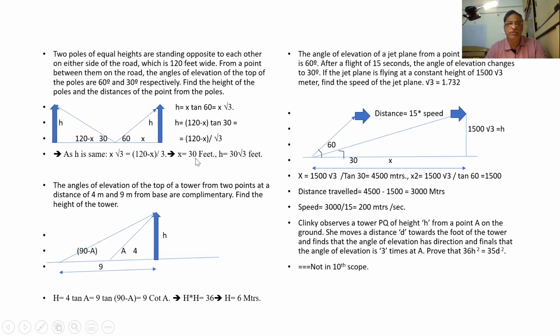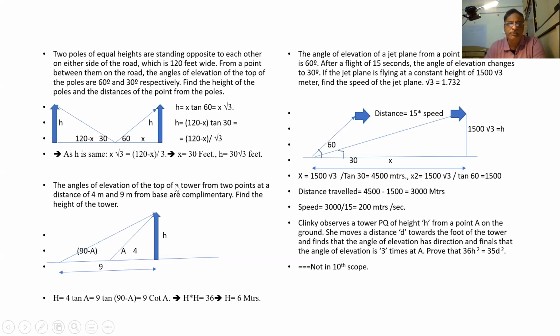When we solve this, since h is the same in both cases, we get x as 30 feet. So from one tower it is 30 feet. Remember, the question is in feet, so the answer is in feet. If it is asked in meters, I have to put meters. The units also carry some marks.